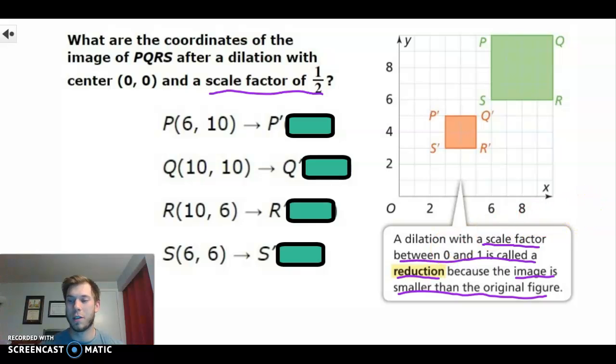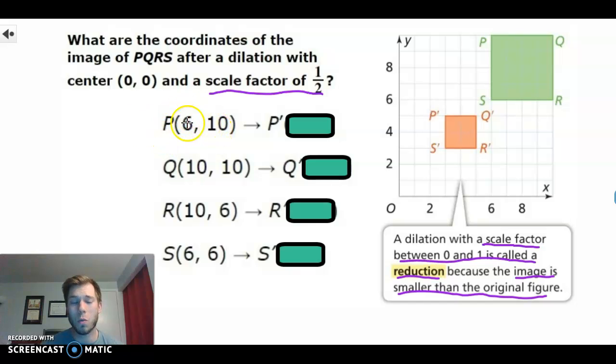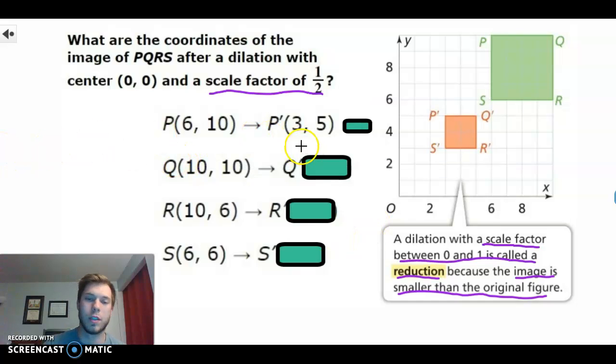Okay guys, to figure this one out, you are going to have to multiply each one of the ordered pairs, the x and y, by the scale factor 1/2. So when you do that for P to get P prime, well, 6 multiplied by 1/2 is going to get you 3, and 10 multiplied by 1/2 is going to get you 5. So if I move this off to the side, you see that P prime is 3, 5. And if we check that, there's 3 and there's 5.